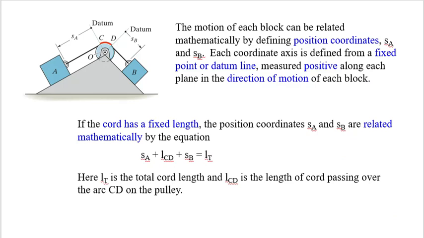We know that each box can be related mathematically by defining some position coordinates, or lengths of the rope in this case. And each coordinate axis is defined from a fixed point or a line. We'll see how that comes into play when we work an example. Since the cord is a fixed length, we can relate those positions. So I can look at the total length of the cord. It's the length of S of A, plus this little bit that goes over C and D, plus the length of S of B. But the length of CD is going to be constant throughout our system and it's really not going to change. So we don't necessarily have to look at that, and that makes it an easier way to handle the material.